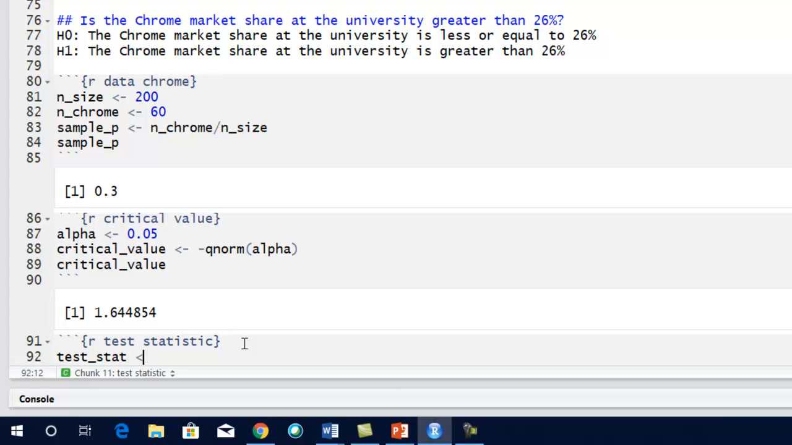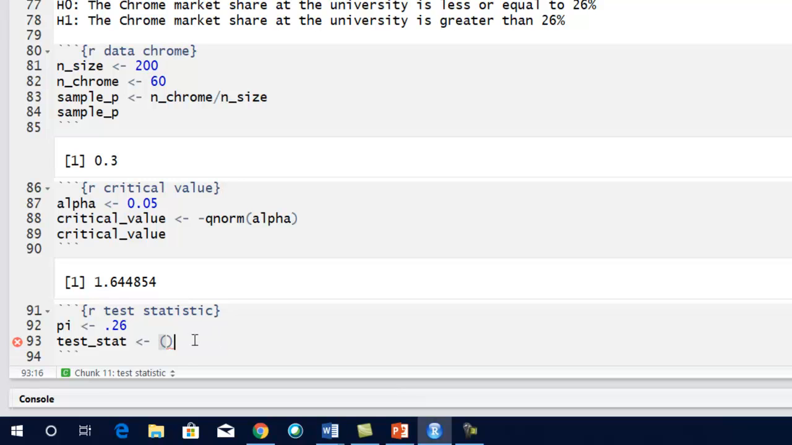I'll test that. This one is the Z test statistic because this is the normal distribution. To calculate it, I'm going to use a formula specific for this. First, I'm going to define what the population proportion is. What is the claim? The population proportion claim is 0.26. I'm going to define it there. Now I'm ready to calculate the test statistic, which is a Z stat.